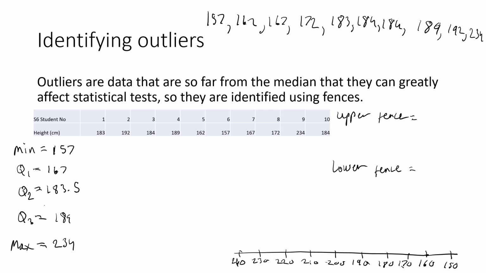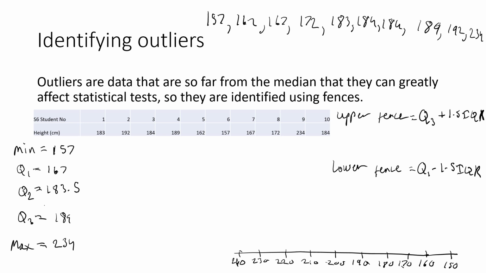So how do we decide if a data point is way too high? Well, we create an upper fence. And we do that by taking the quartile 3 and adding 1.5 times IQR. And any data point greater than the upper fence is an outlier. The lower fence is quartile 1 minus 1.5 IQR. And anything lower than the lower fence is an outlier.